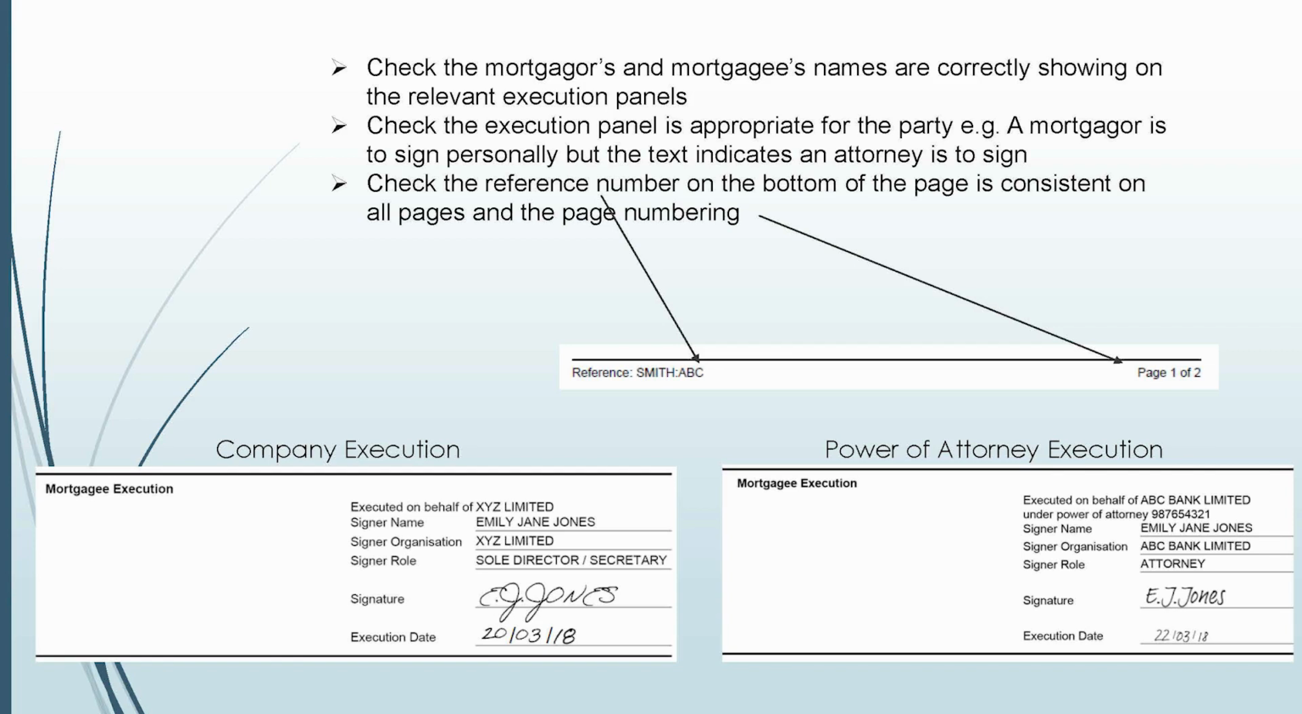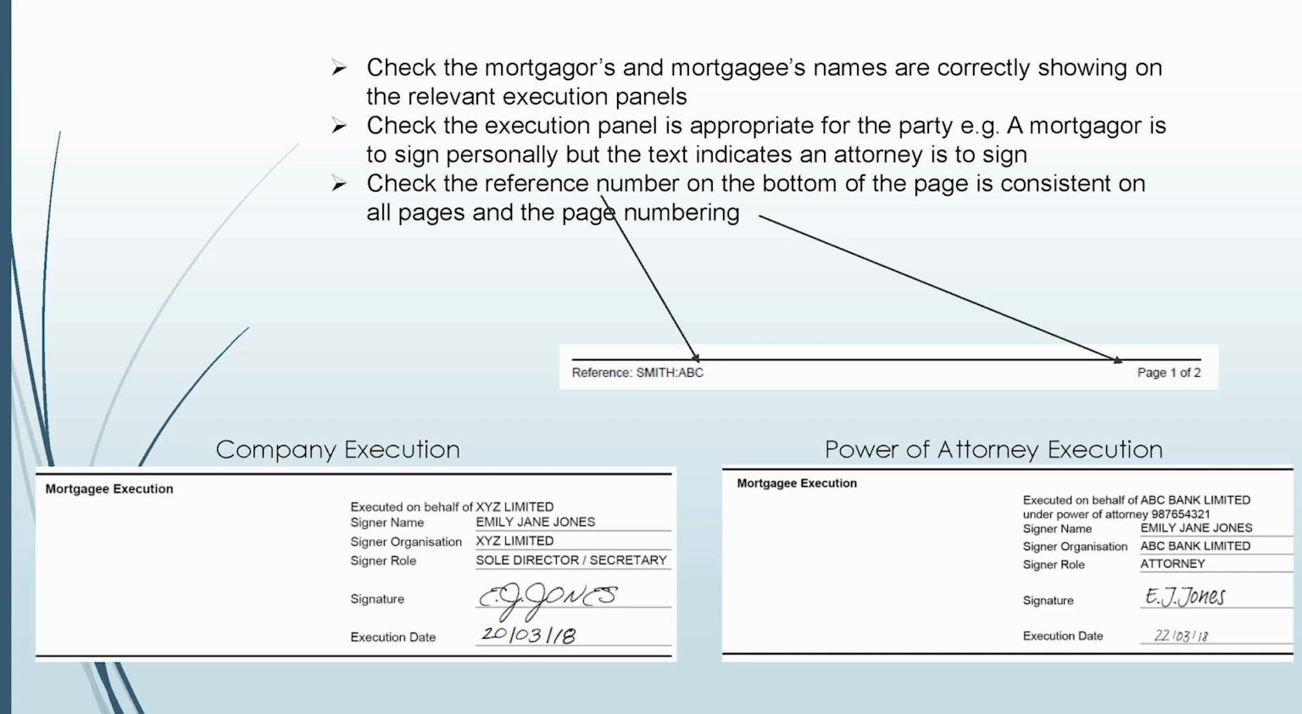Check the mortgagors' and mortgagees' names are correctly shown on the relevant panels. Check the execution panel is appropriate, so they have selected the correct person, an individual or power of attorney. For example, a mortgagor is to sign personally, but they've selected an attorney to sign. Check the reference number shown on the bottom of the page is consistent on all pages, and the page numbering. As you can see, there's a reference number on the bottom left of the forms. That will be on every single page, and the page numbering matches up.